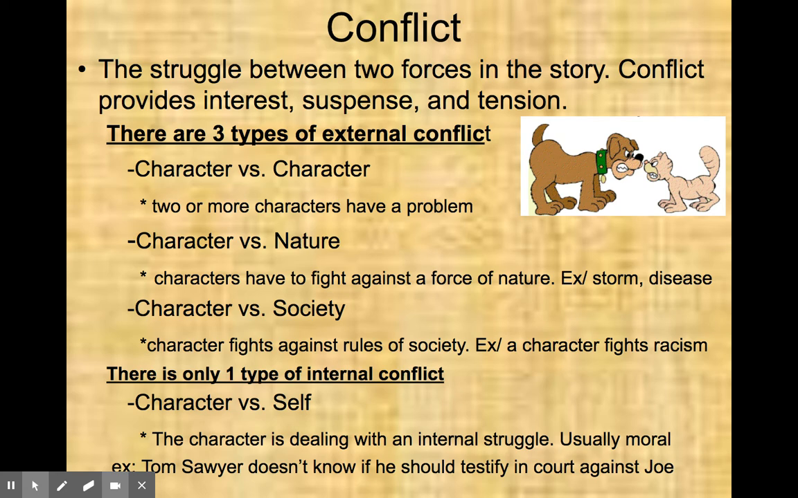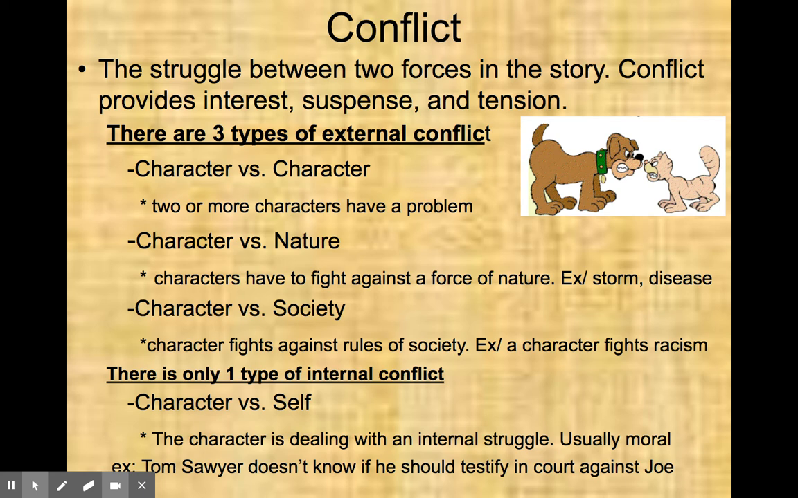It's when 2 or more characters have a problem. It can be physical, where they're fighting. It can be that they're maybe having an argument. It can be that they're jealous because one of them got something that the other one didn't. It can be that the person didn't call them back. There's a million character versus character conflicts, so it doesn't have to be quite as epic as Harry Potter and Voldemort, but that is another example.